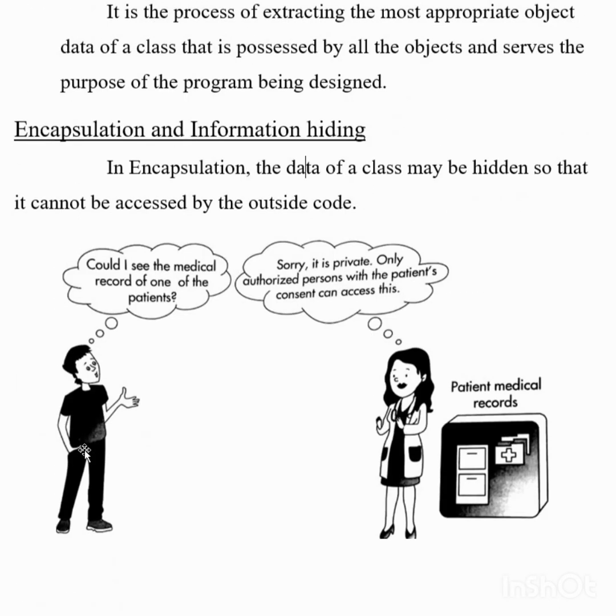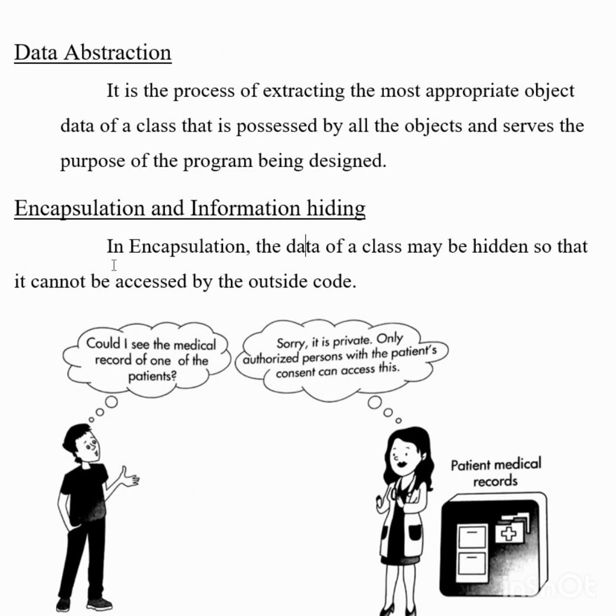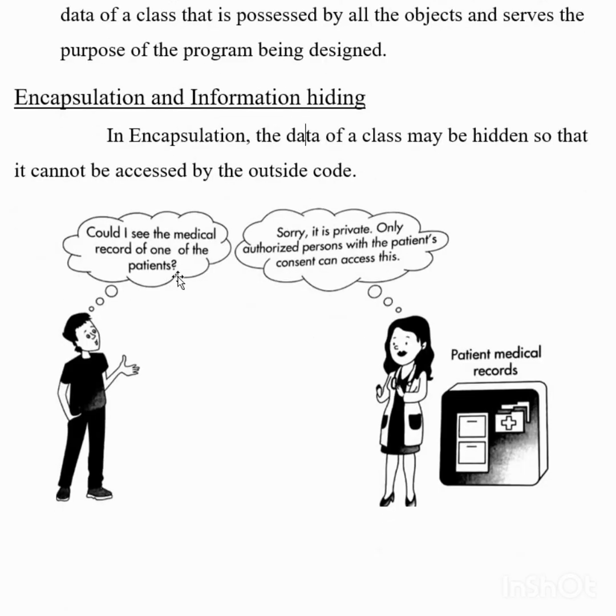So if a class is declared private, it cannot be accessed by other classes. So in encapsulation, the data of a class may be hidden so that it cannot be accessed by the outside code. This way, it provides information hiding. Here is an example. A person comes to see the medical records of one of the patients, but the records are protected so that he cannot access them.